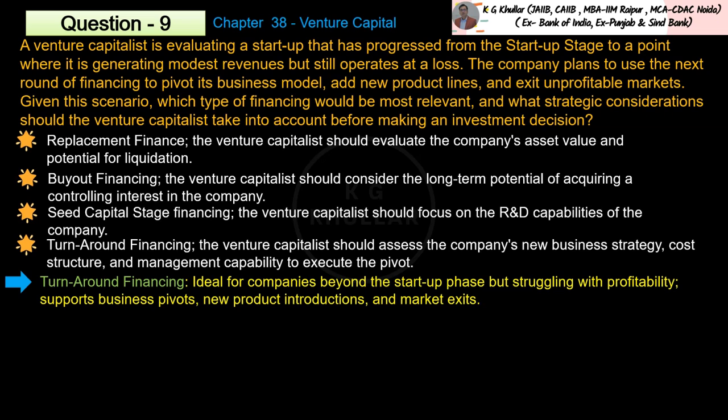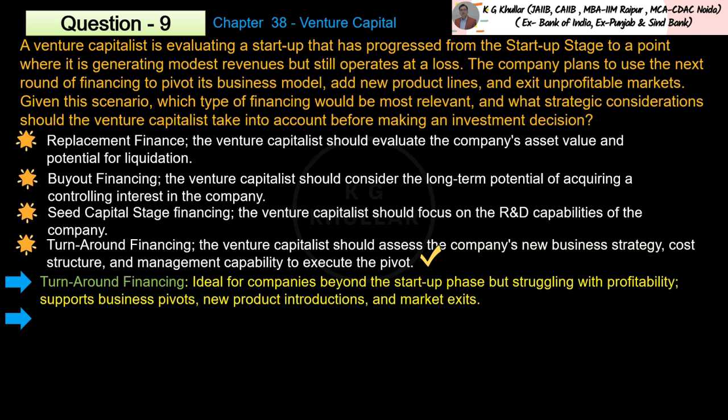Now friends, the correct option for the given question is option D, that is turnaround financing. Please note, turnaround financing is suitable for companies that have advanced beyond the startup phase but are struggling to become profitable. In this scenario, the company aims to pivot its business model, introduce new products, and exit unprofitable markets. Now for this strategy, the venture capitalist needs to assess several factors like viability of the new strategy, the company's current cost structure, the potential for market acceptance of new products, and the management team's capability to execute these changes.